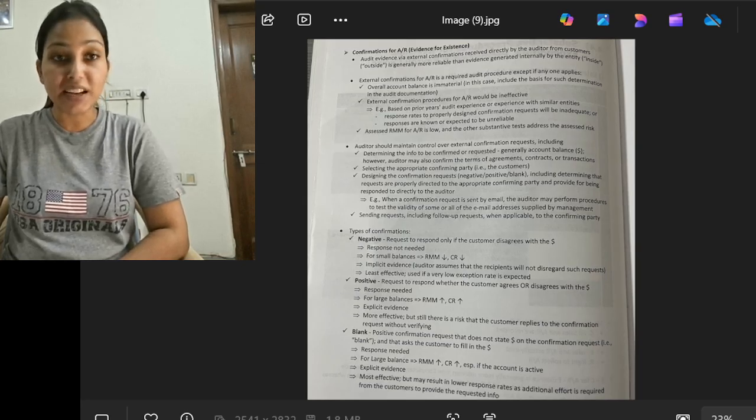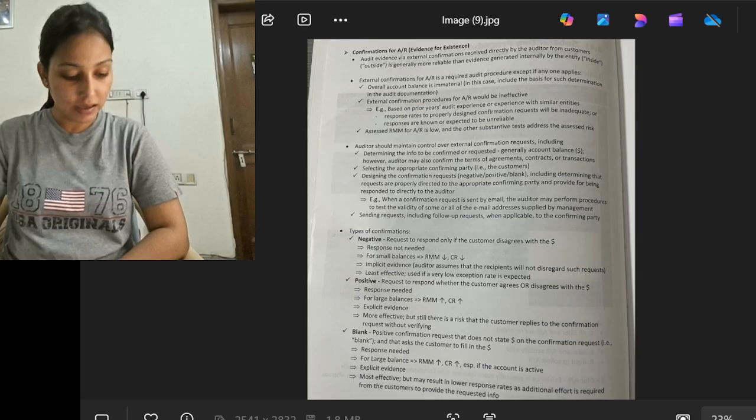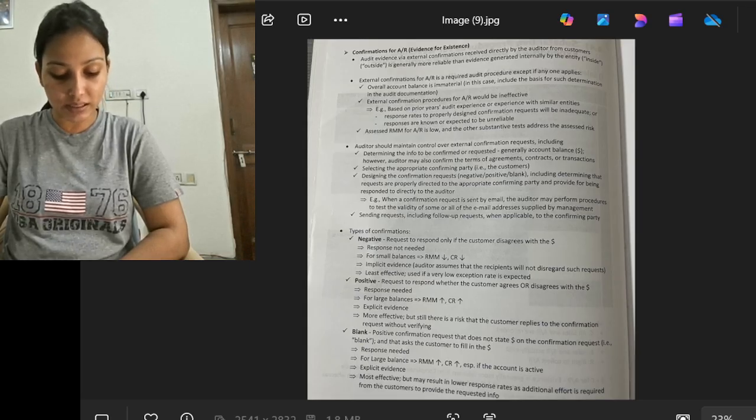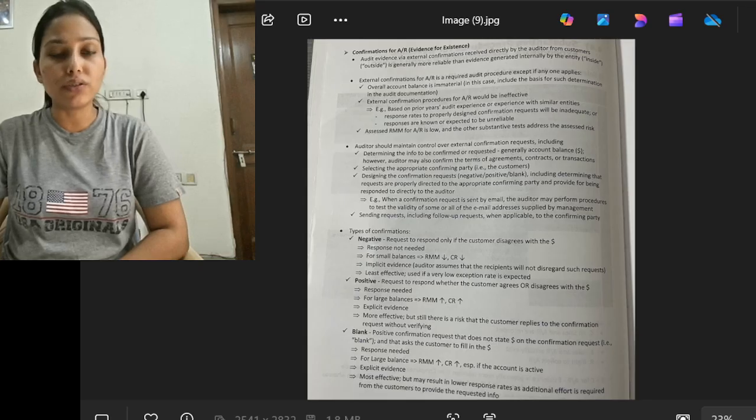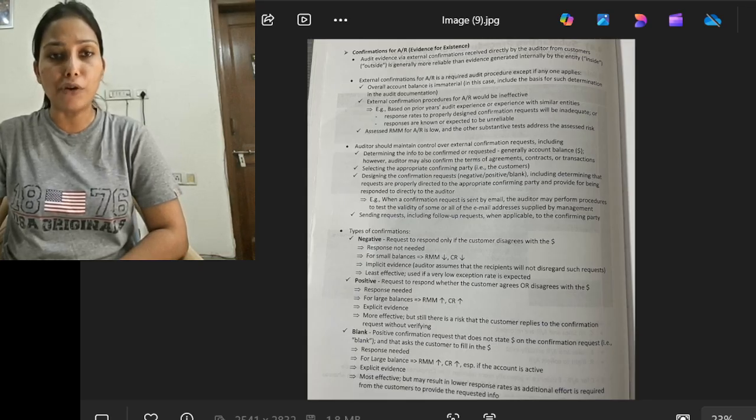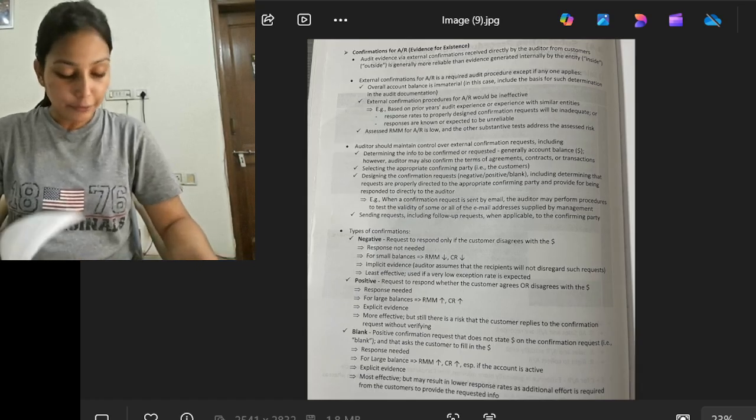It is generally applicable for small transactions. It is implicit evidence, like the auditor assumes that the recipients will not disregard such a request. Also this is the least effective. This is generally not used, and this is not much reliable for bigger transactions and in much of the organization.